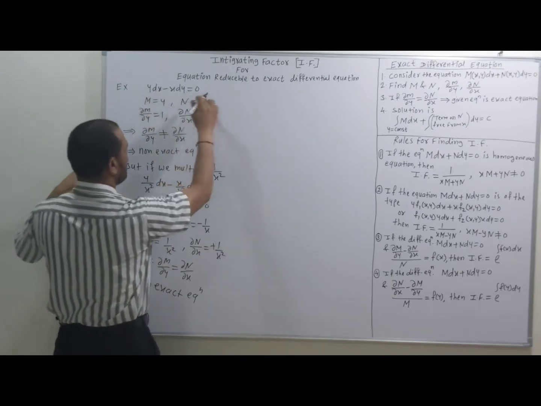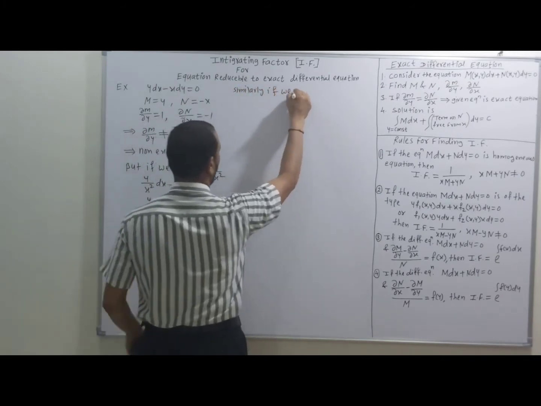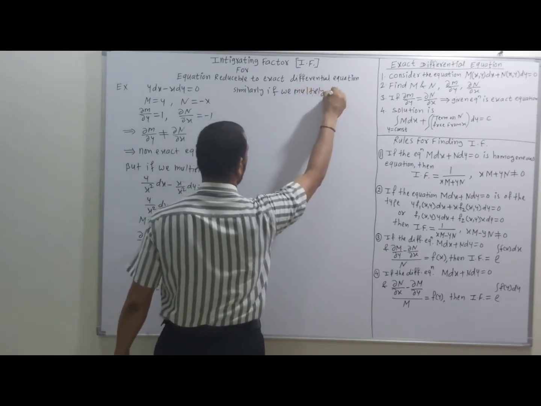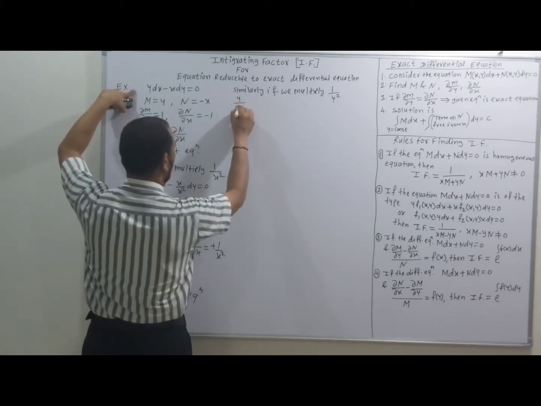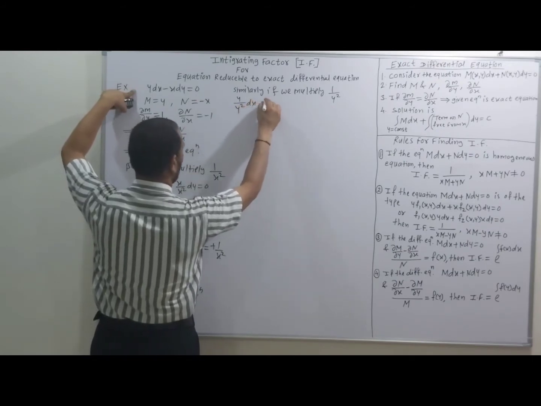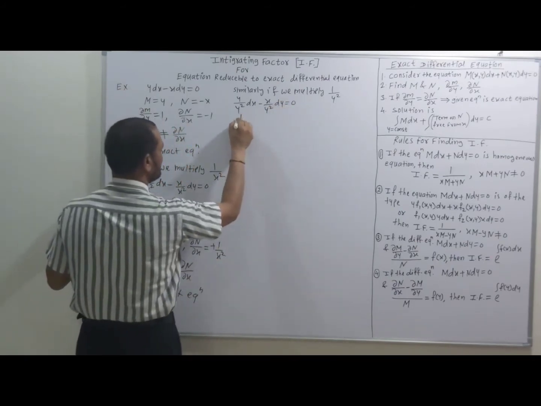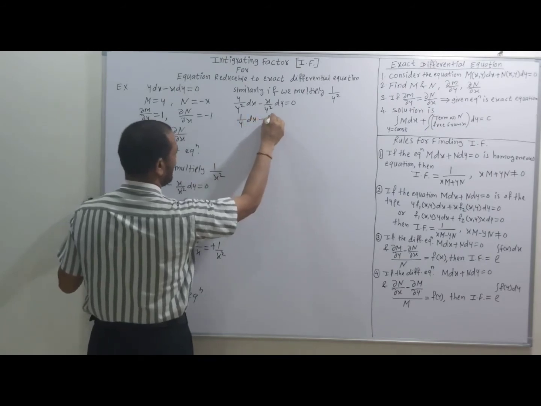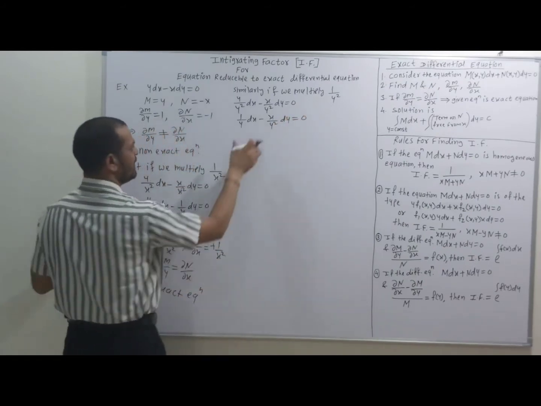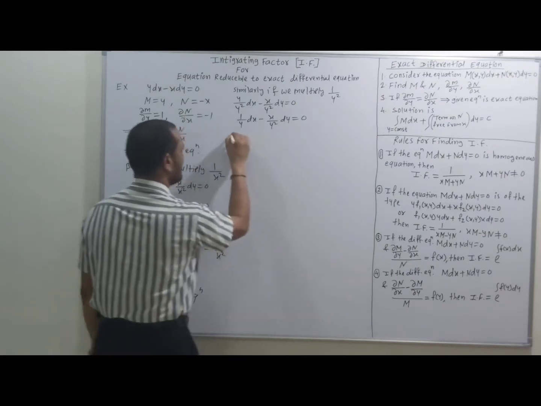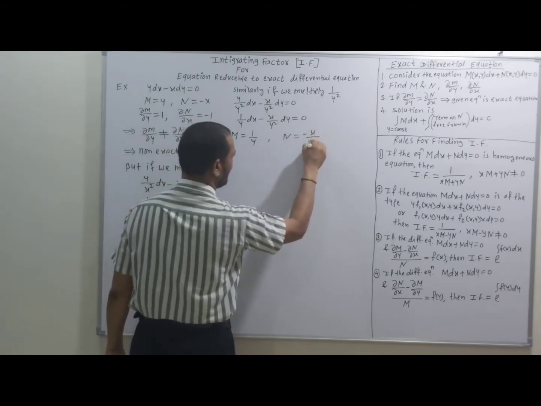Similarly, if we multiply the given equation by 1 upon y square, then what happens? This becomes y upon y square dx minus x upon y square dy is equal to 0. If we simplify this, it becomes 1 upon y dx minus x upon y square dy equal to 0. Again, if we compare this equation with the standard form, then here the value of m is 1 upon y, and that of n is minus x upon y square.